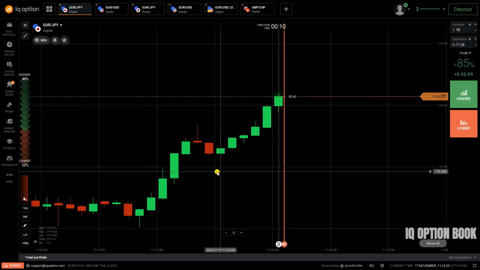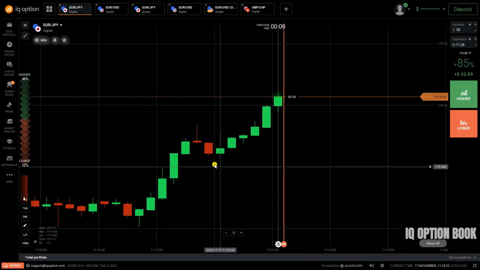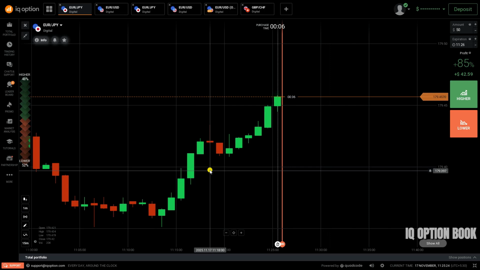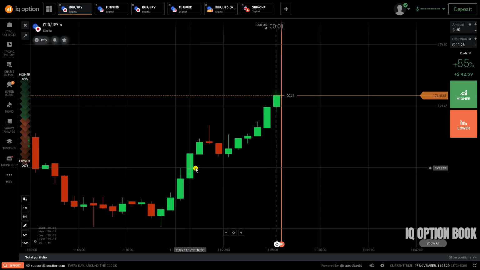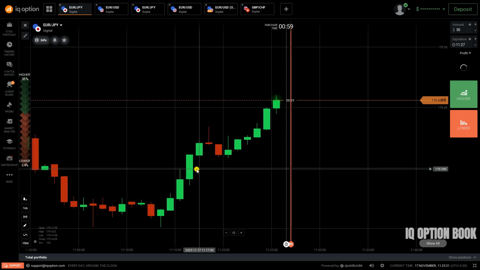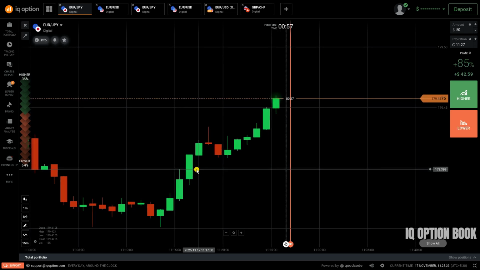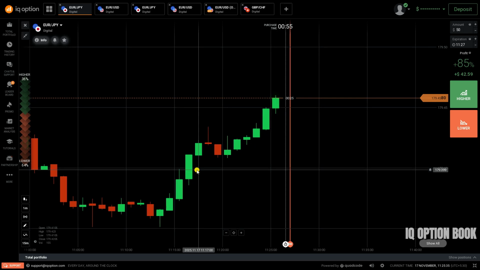So here we are tweaking the trades based on the price action concept. I'm using the IQ Option platform. If you are from India, you need to use Xnova, which is almost similar. Other than India, IQ Option is available.